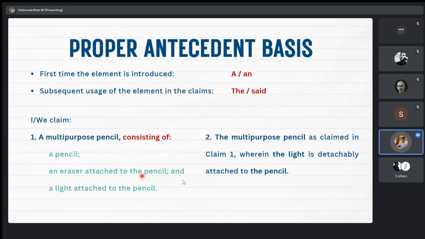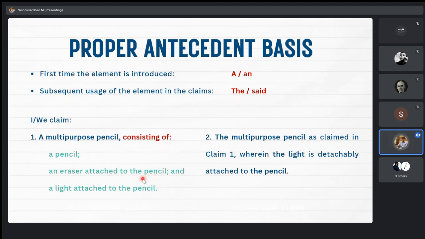So if I write the words 'a pencil' here, the examiner will think you're talking about a second pencil. Okay. And if you write 'a pencil' again here, he'll think it's a third pencil. Just so that it's clear: the first time you introduce an element, you use 'a'. After that, every time you refer to the same element, you'll use the word 'the'. Some places they use 'said' also, but you guys can stick to 'the'.